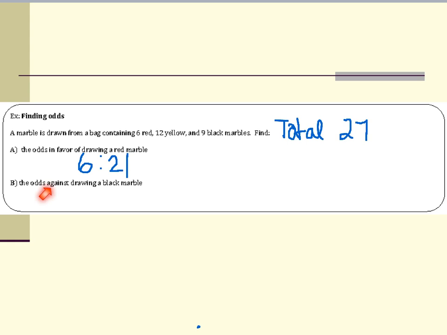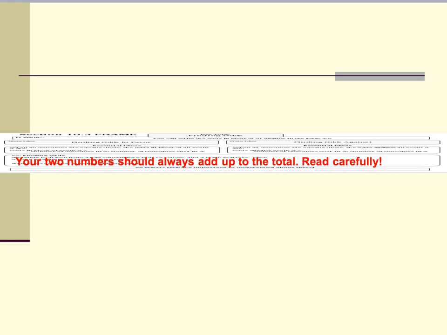Next here, we want the odds against drawing a black marble. Okay, so we have 9 black marbles. If we have 9 black marbles, that means we have 18 that are not black. So our odds against has us do what we don't want first. To, our black marbles, there's 9 of them. So 18 to 9 would be our odds against drawing a black marble. I want you to notice both of these, both times they have to add up to your total, which is 27. So the so what that I want you to remember here is your two numbers should always add up to the total. Make sure you read carefully too if it's odds for or against.